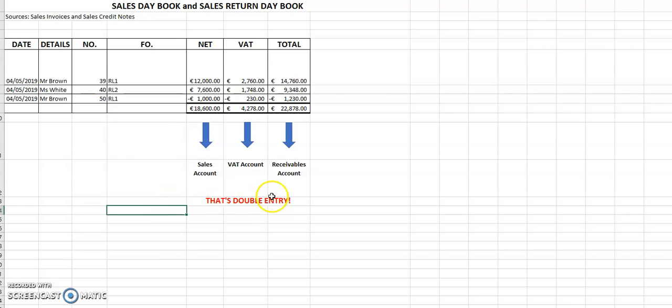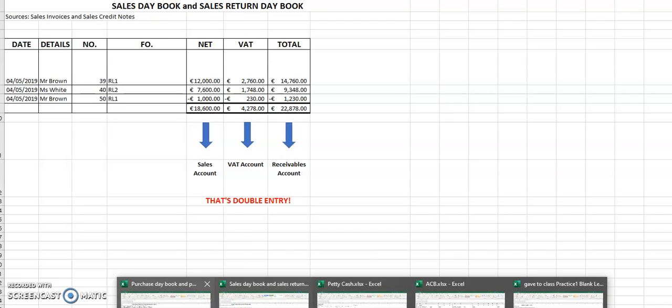The double entry refers to, again, this is the total amount, but you're also putting in these two, and guess what? When you add these two together, that equals that. So it's a double entry. Get it? So that's the sales day book. Let's have a look at the purchase day book.